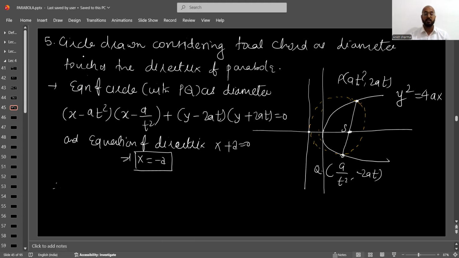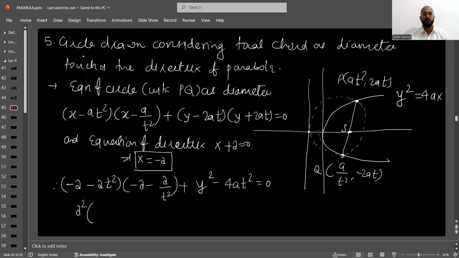Or rather, one common solution, only one common solution. So it will be tangent. So I'll be just plugging x is equal to minus a here. So open this. Minus a t square into minus a over t square plus y square minus 4a t square is equal to 0. So if I take minus common, in fact a also common, then everything gets cancelled, just leaves me a square.